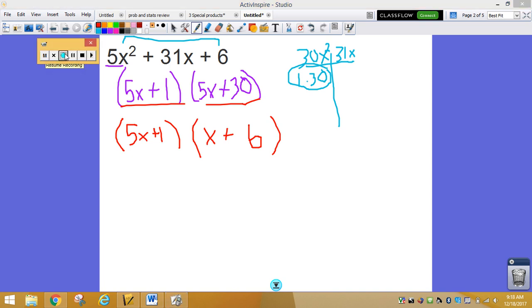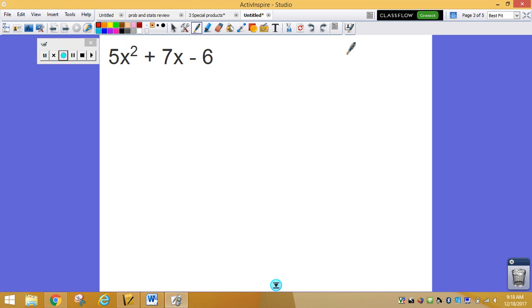All right, so next problem, let's do another one. We're going to make our t-chart. First times last. This time, because of this sign right here, is going to be a negative 30 x squared. And my middle term is a positive 7. Now, if you think about your rules for multiplication, the only way you can multiply to get a negative is if one is positive and one is negative. Let me show you what I mean.